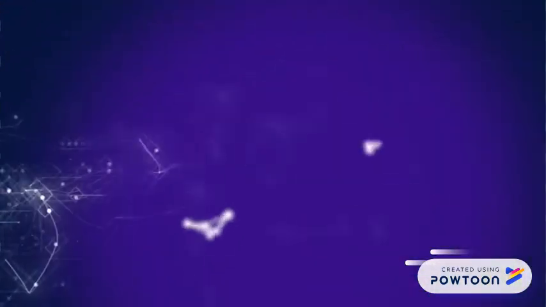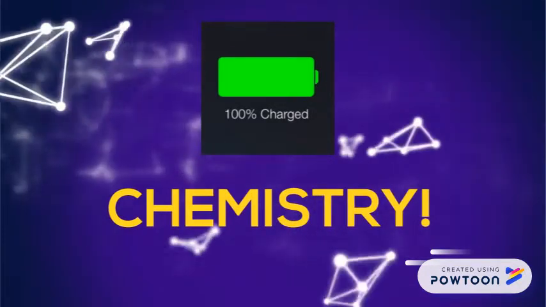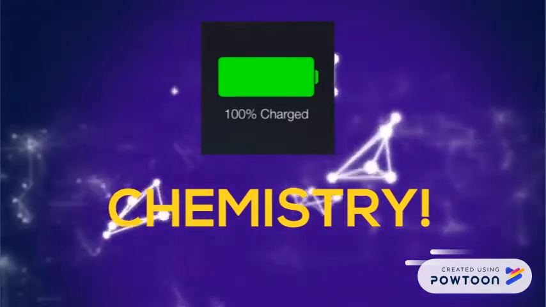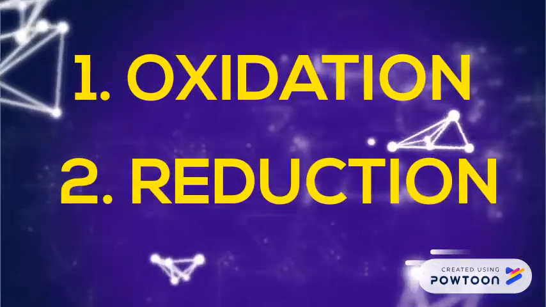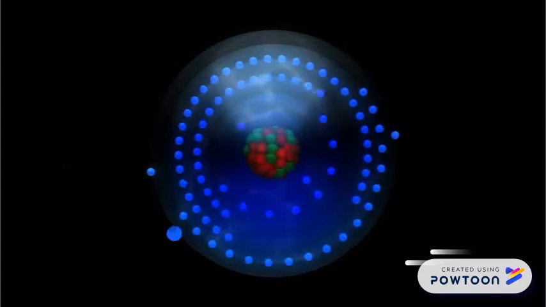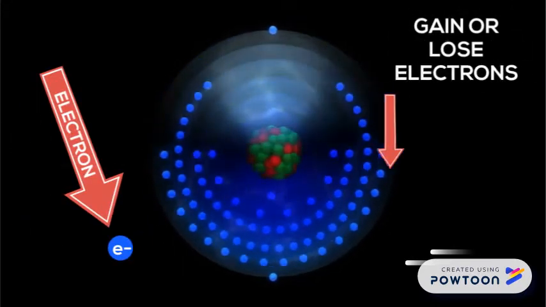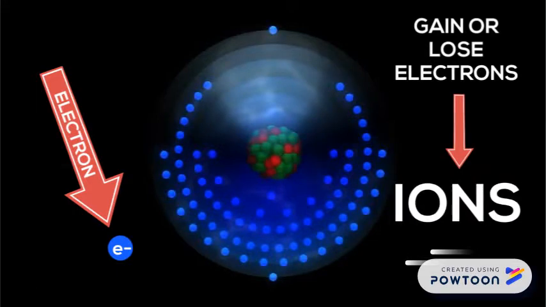What makes it rechargeable? Turns out that your phone battery runs on some pretty awesome chemistry. Before we get started, we need to understand two reactions, oxidation and reduction. All atoms are made up of negatively charged particles called electrons. When these atoms gain or lose electrons, they form ions.